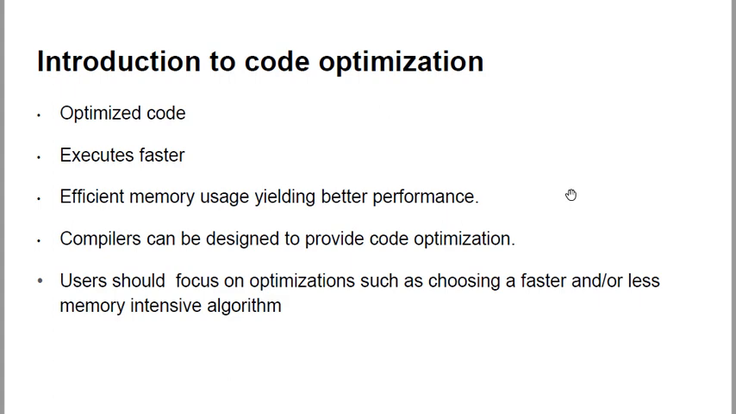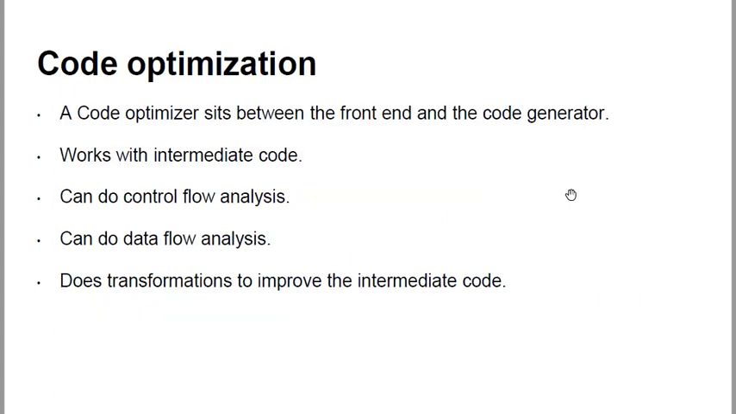Users should also focus on choosing a faster or less memory-intensive algorithm. Hence, this can lead to optimizations producing an optimized code, which will help us in reducing the compilation time, and improvement in the code will also be made. The code optimizer is located in between the front end and the code generator. If you see the flowchart of the different phases of compiler design, after intermediate code generation occurs, code optimization comes into play, and after that comes the code generation.